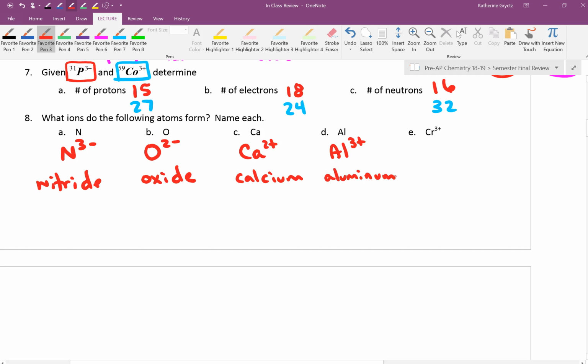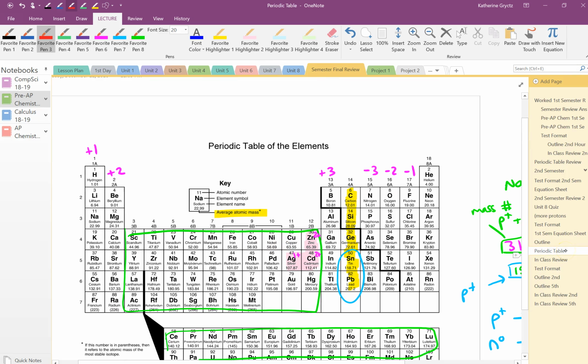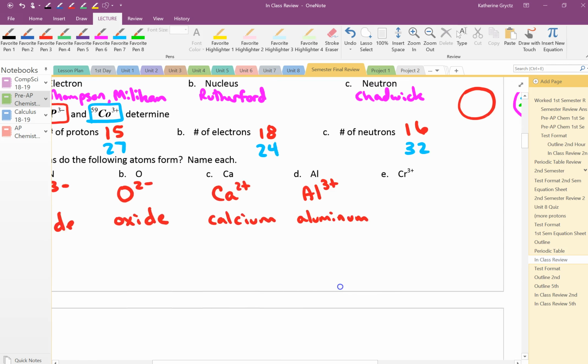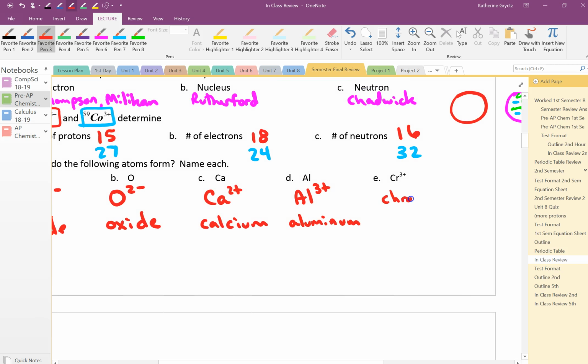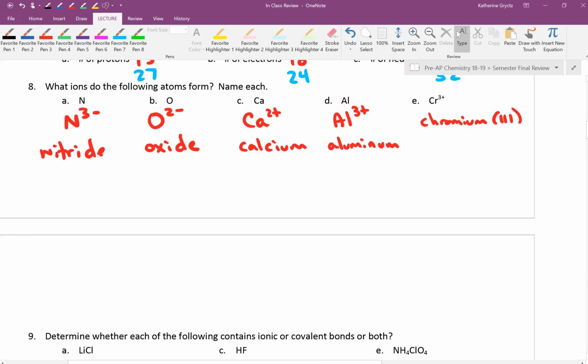Okay, and then the next one has a charge, because if you look up chromium on the periodic table, you'll find it right here. We don't know its family charge, so it can do different things. That's why you were given this charge. Okay, and so if you name this, what we have to say is not just chromium, we have to put chromium with Roman numeral 3 next to it. Okay, even though it's positive, it doesn't change its name, but we have to give Roman numerals. Okay, so that's ion formation.